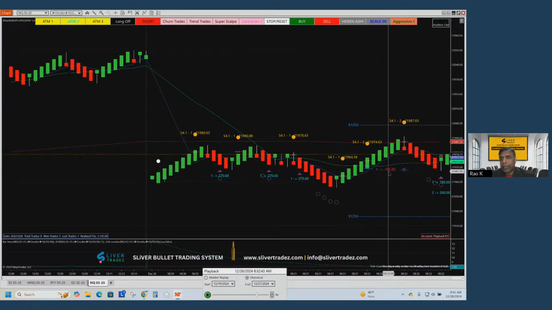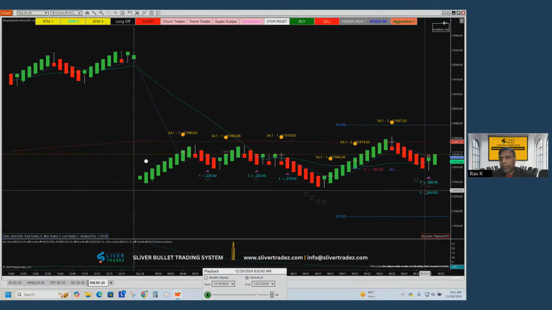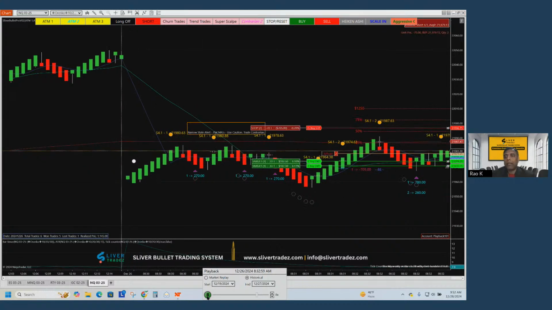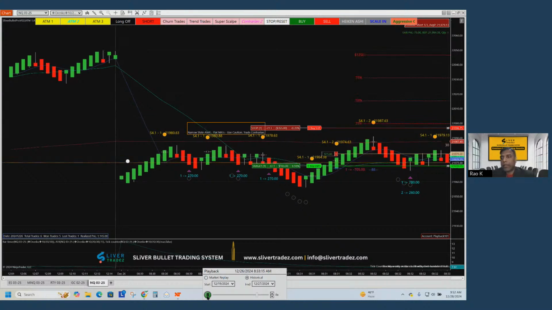trade gave me a loss of $705. But on the following scale-in trades, I profited. The 2 trades were taken, and those 2 trades gave me profits of $780 and $260, and that's how my realized PNL is now $1,145. So the strategy is still working.